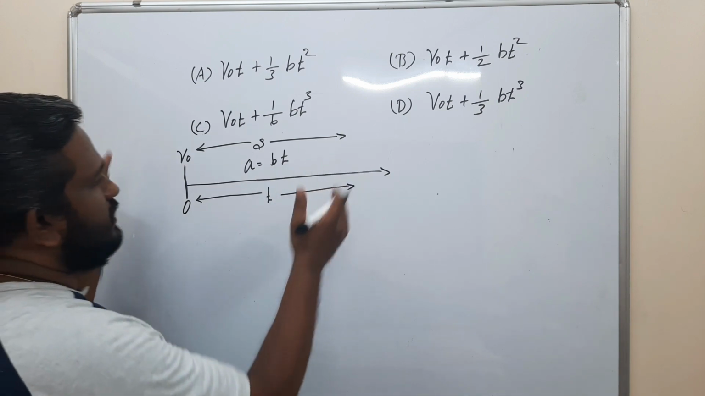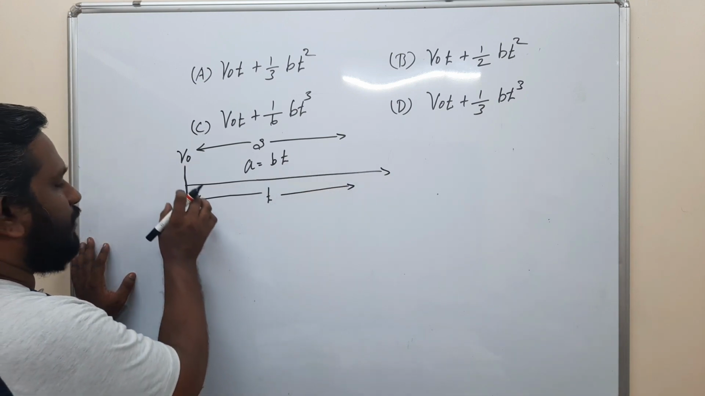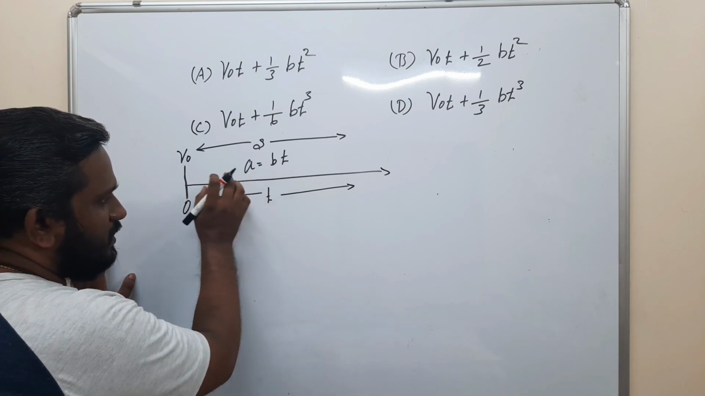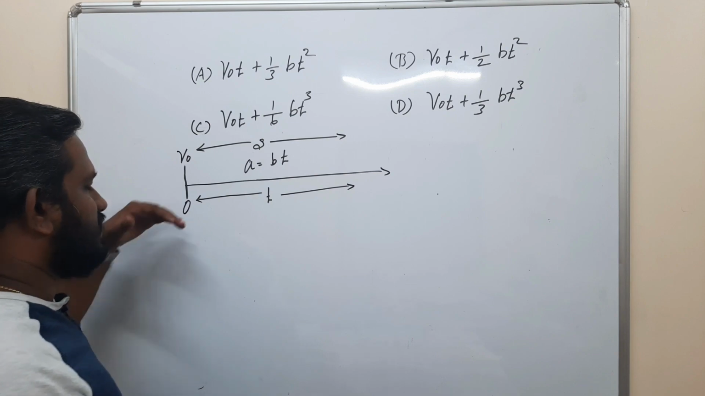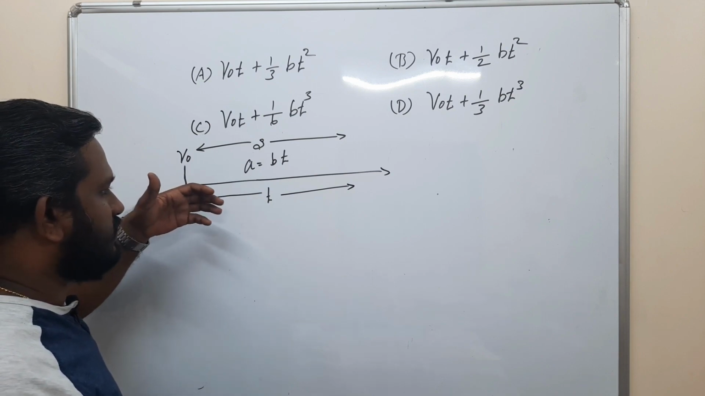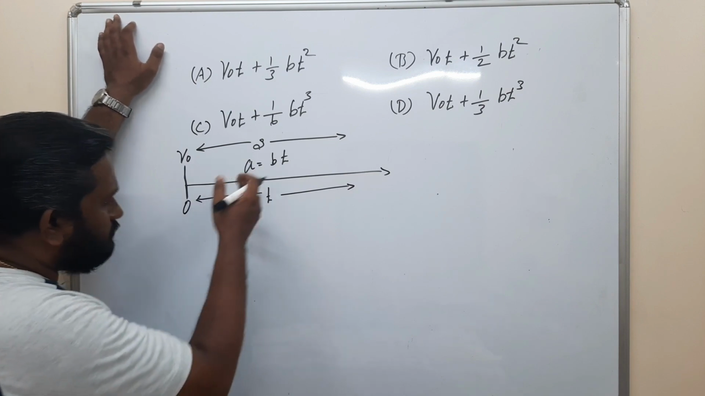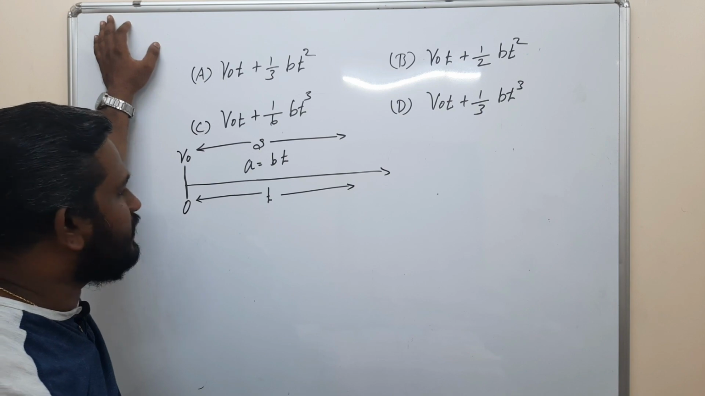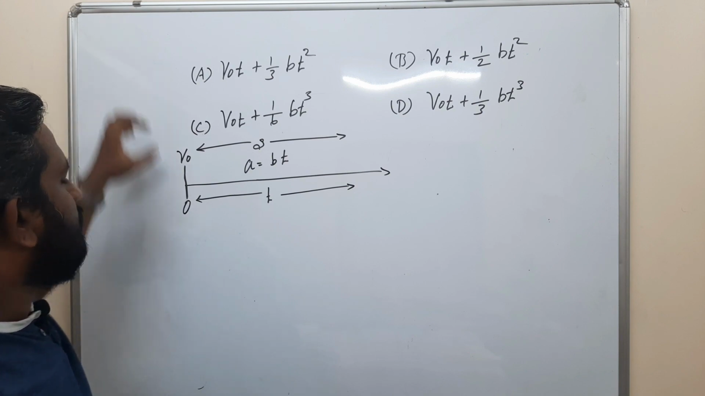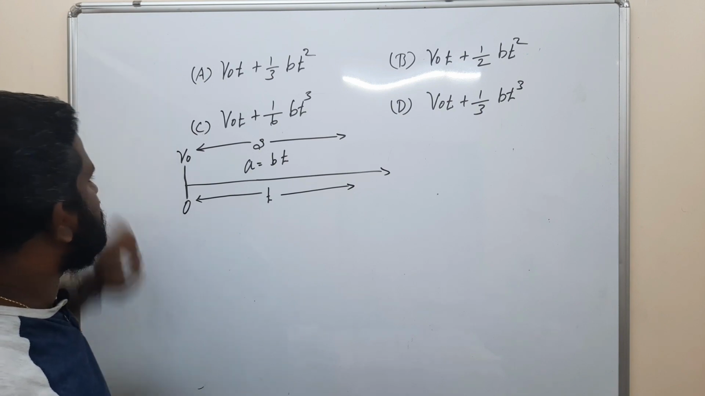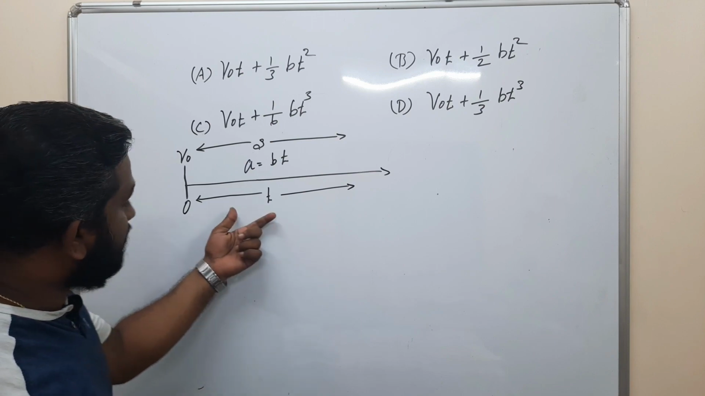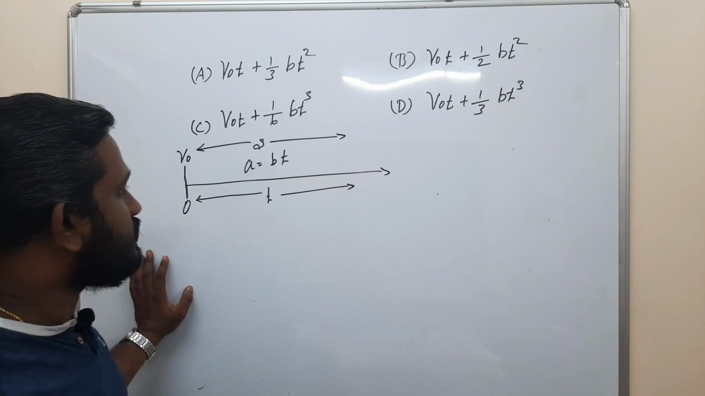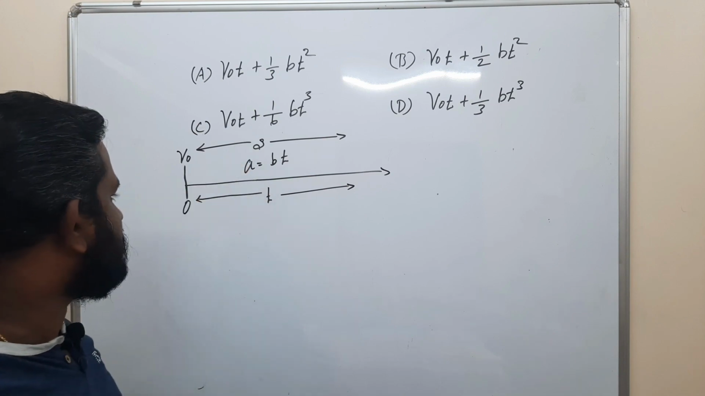So this is the visualization of the question. A particle starts from the origin and it is moving with acceleration. The acceleration is increasing linearly with time, so it is given by the equation a is equal to bt. The particle starts from the origin with the initial velocity v0. After time t, let s be the distance travelled by the object. We have to find this distance.